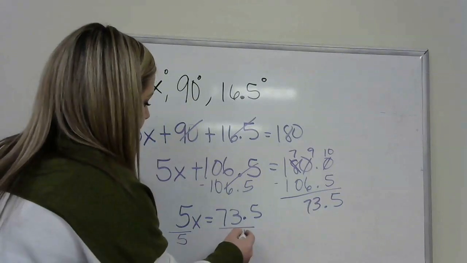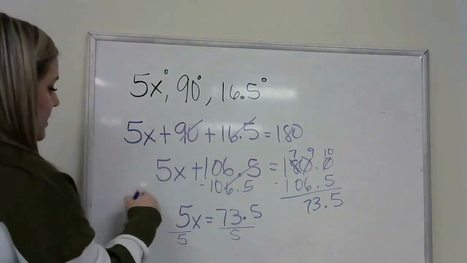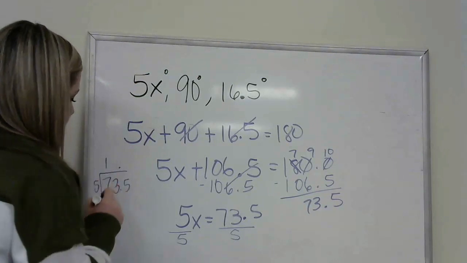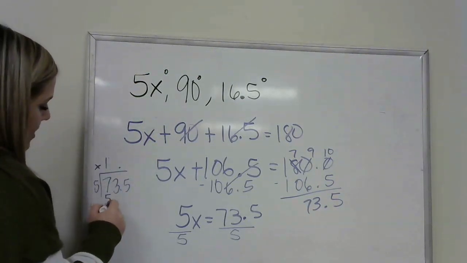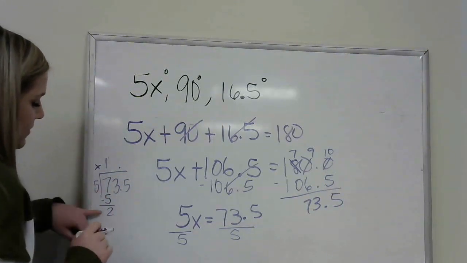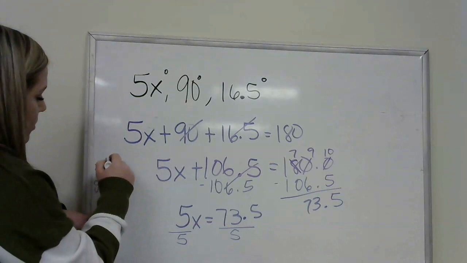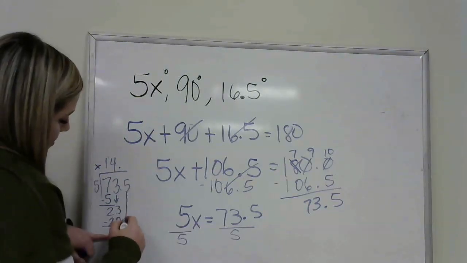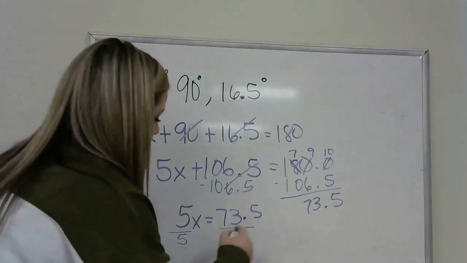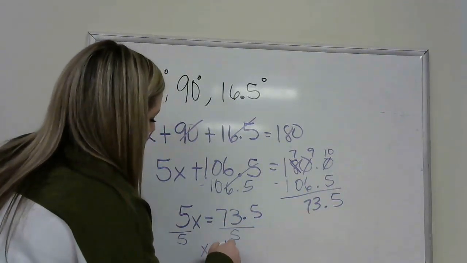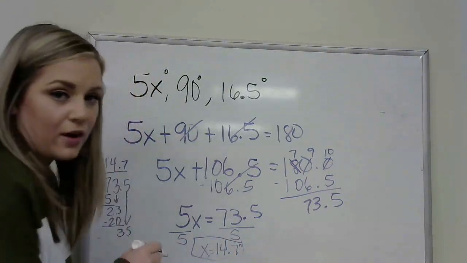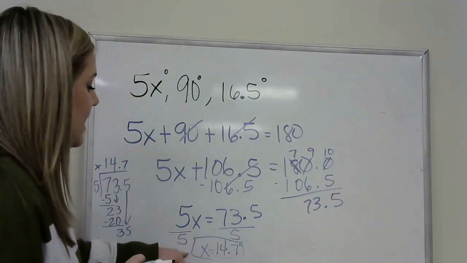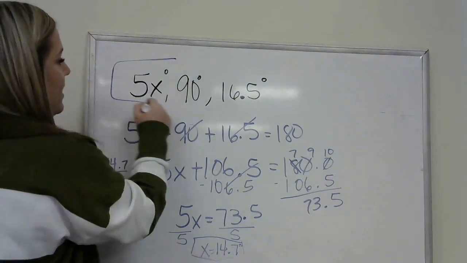All right, now I've got to get rid of the 5. So I'm going to divide by 5, and I'm going to do it over here because 73.5 divided by 5. Okay, 5 goes into 7 one time, and 1 times 5 is 5, and 7 minus 5 is 2. Bring down my 3. 5 will go into 23 4 times. 23 minus 20 is 3. Bring down my 5. It goes in there 7. So x is equal to 14.7 degrees. Okay, that's the x.